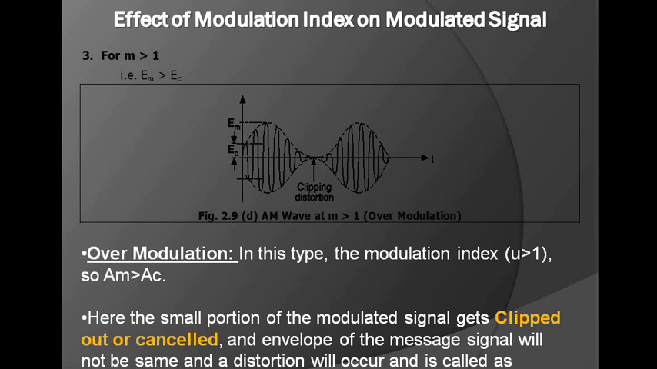Due to this clipping or cancelling, your envelope will be cancelled or clipped. Due to this clipping, what happens? A distortion will occur and your message signal will be lost. The envelope of your message signal will not be the same, it will be changed. So the information may be lost, because a small portion of the modulated signal is clipped out or cancelled, and the envelope of the message signal will not be the same. This kind of distortion is called envelope distortion. This whole envelope is getting distorted, so it is called envelope distortion.